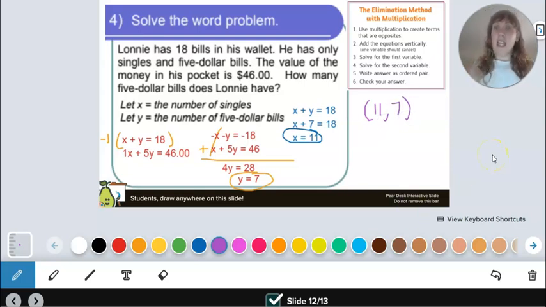11 plus 7 gives us 18 bills in total, and then 11 times 1 plus 7 times 5 would get us 11 plus 35, which is in fact $46. So we checked our answer and it works for both of the equations that we made.